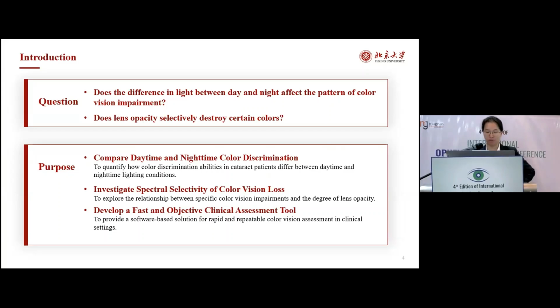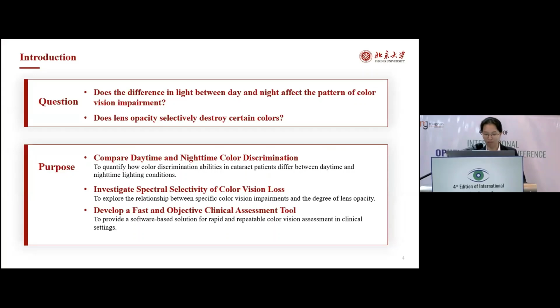It's a great honor to be here today at the International Ophthalmology Conference to present our recent work entitled Color Discrimination in Cataract Patients Under Day and Night Conditions: Assessment and Correlation with Lens Opacity. I'm Pan Xingchen from Peking University Third Hospital, and thank you for being here.